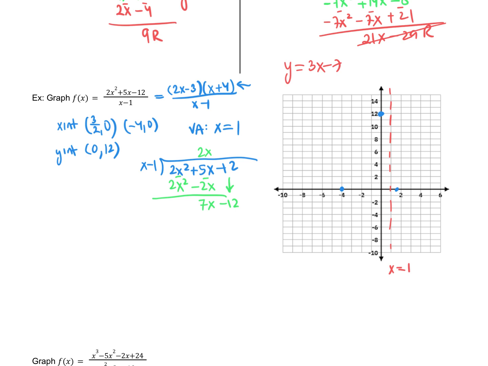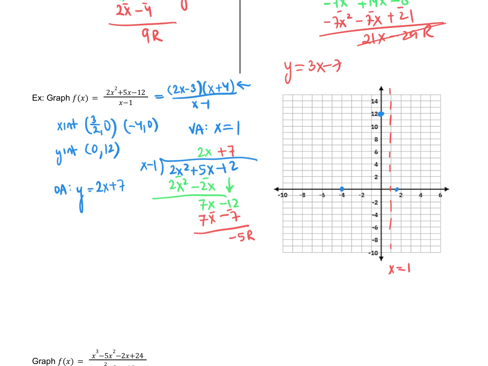Now, what times x gives me 7x? That would be 7. So 7x minus 7. And our remainder here will be -5, which again does not affect the oblique asymptote. The oblique asymptote is y equals 2x plus 7.